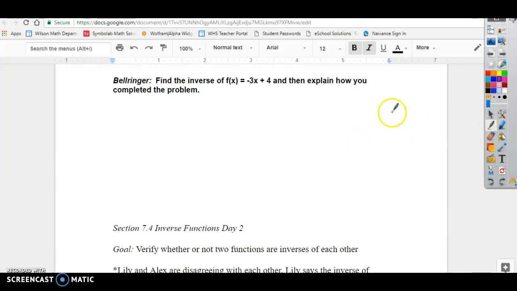Good afternoon or morning, ladies and gentlemen. This is part B, or day 2 of the inverse functions in 7.4. Let's go ahead and get this bell ringer completed.